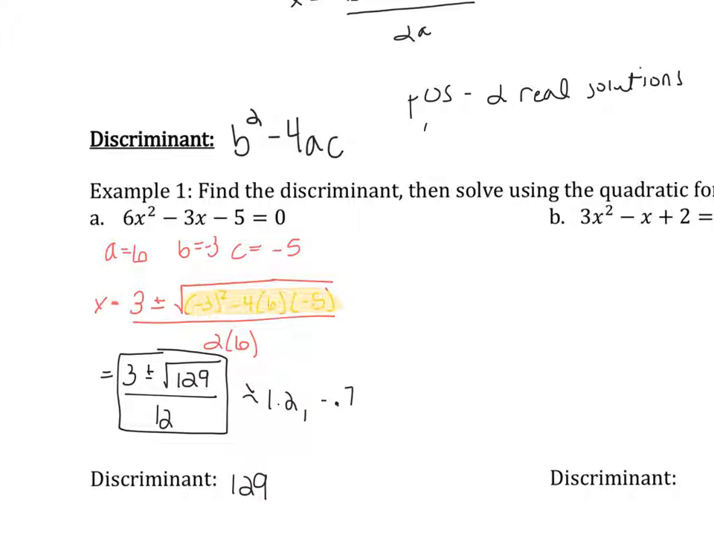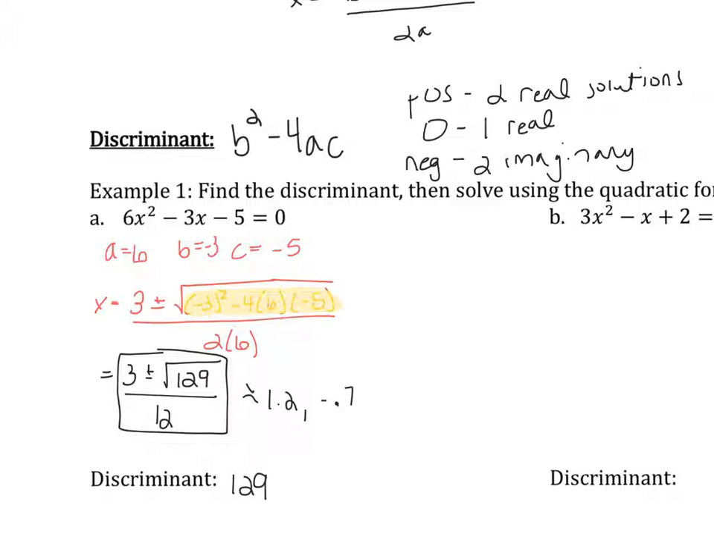If we get 0 for our discriminant, we have one real. And if we get a negative number, we're actually going to end up with two imaginary. So no real solutions, which means the graph would not cross the x-axis.